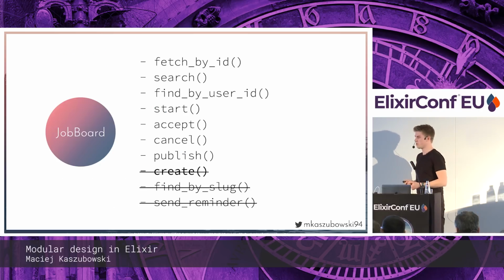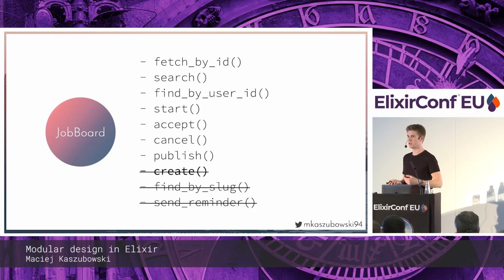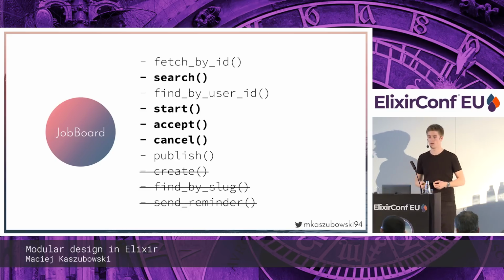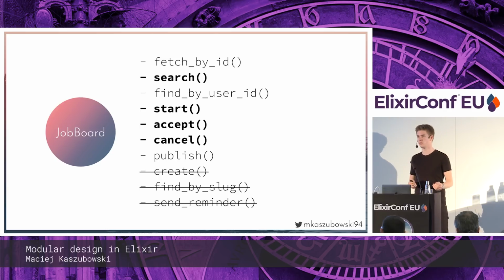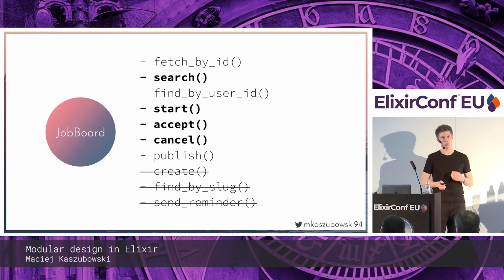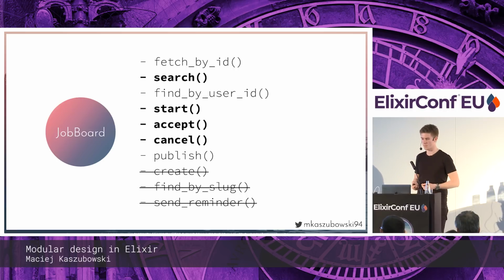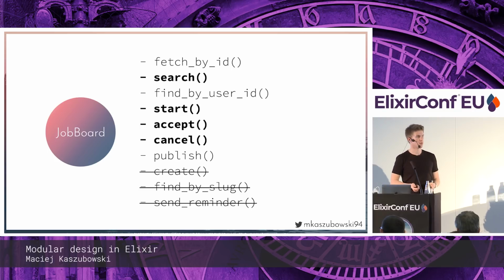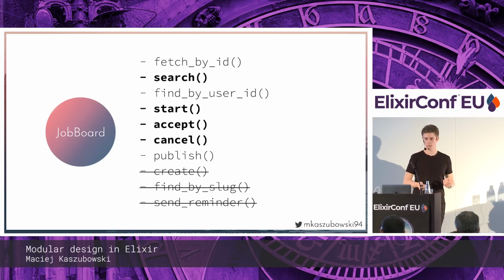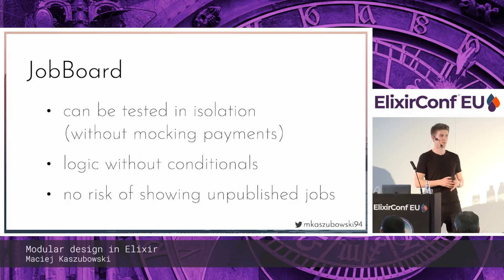We are able to remove this one function called create because we now just have publish, and we are able to simplify all of these functions because we now don't have to filter out jobs that aren't paid. We don't have to ensure that we don't start an unpaid job because it's simply not possible. We cannot physically make that mistake because there is no job on the job board that is not available to be taken.